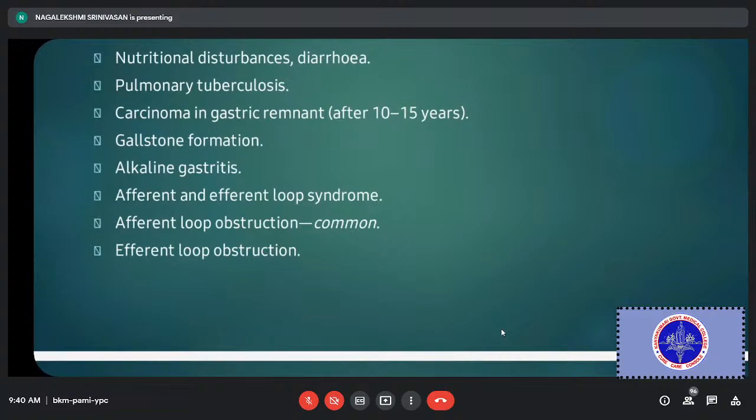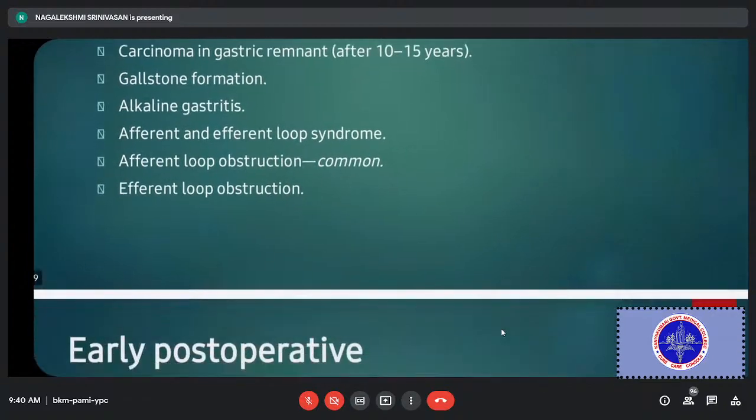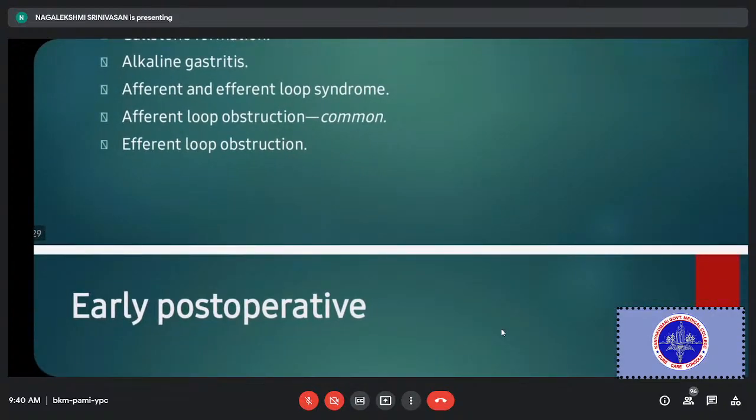Afferent means the proximal portion, efferent means the distal portion. Both loops can develop complications, that is the afferent efferent loop syndrome. Afferent loop obstruction can occur, which is the commonest, and efferent loop obstruction can also occur.